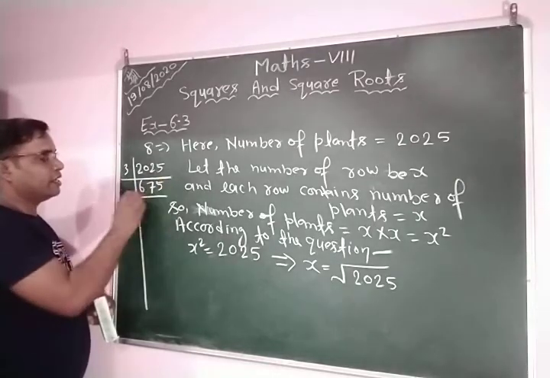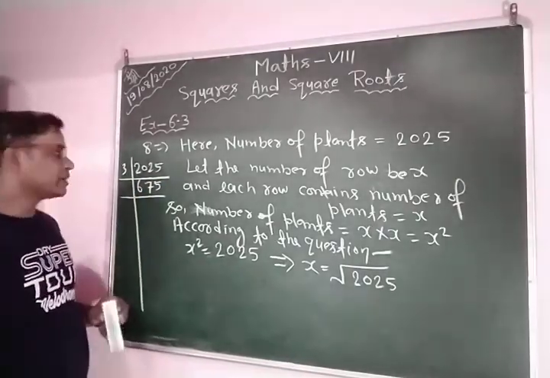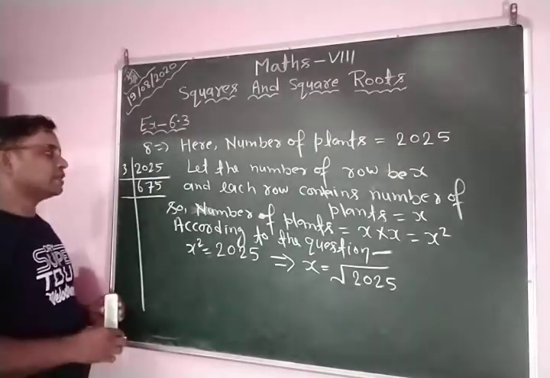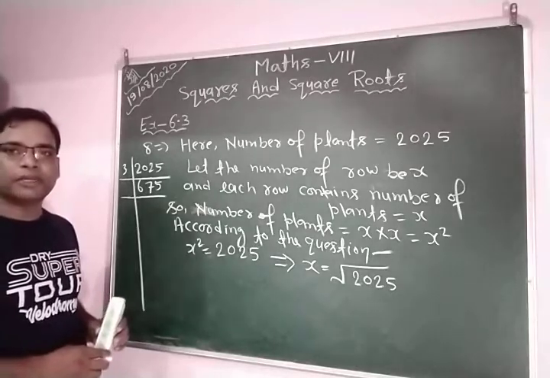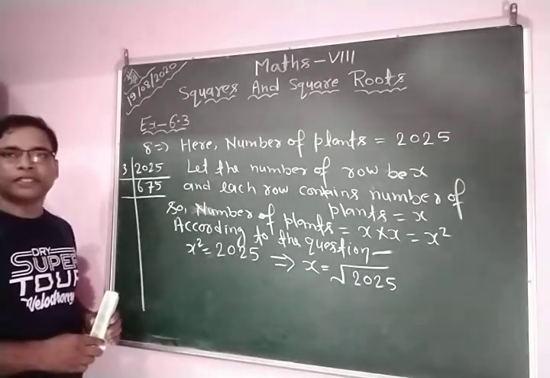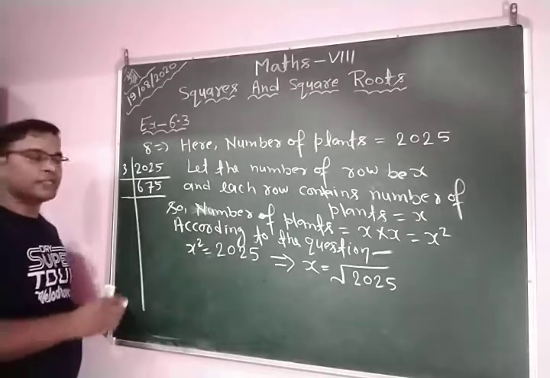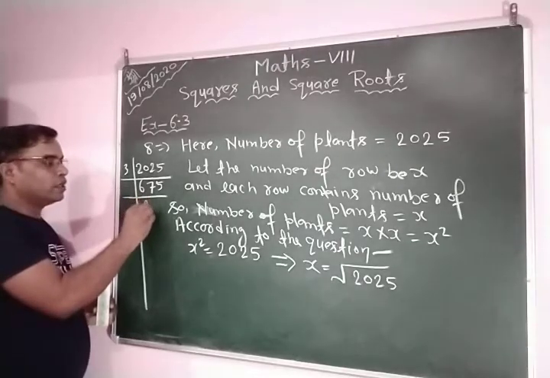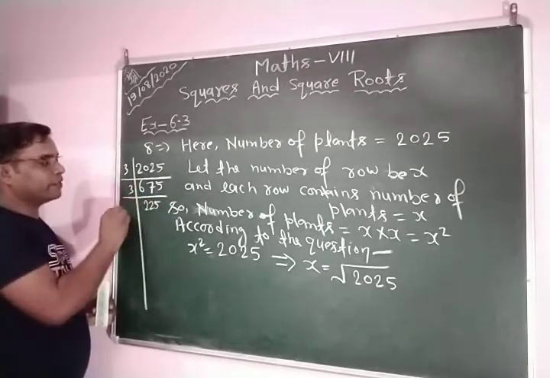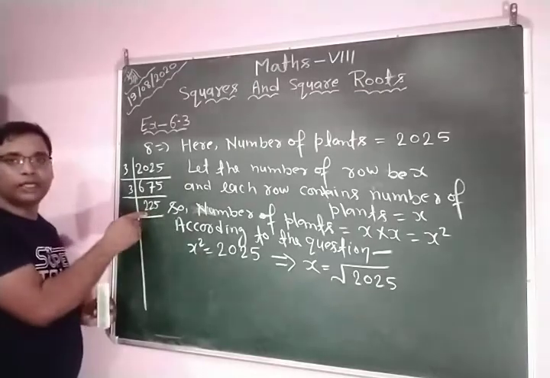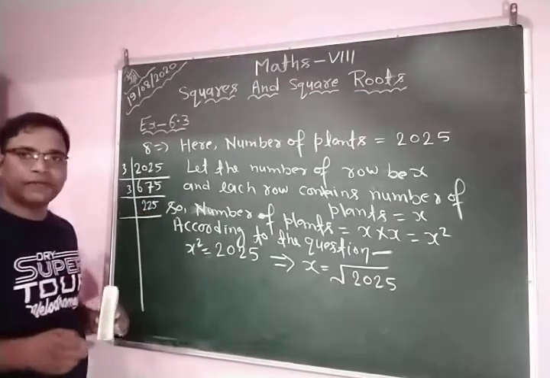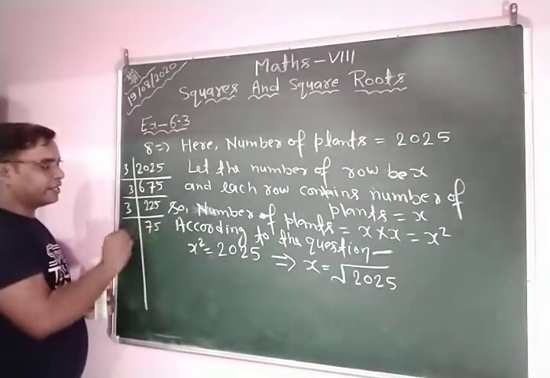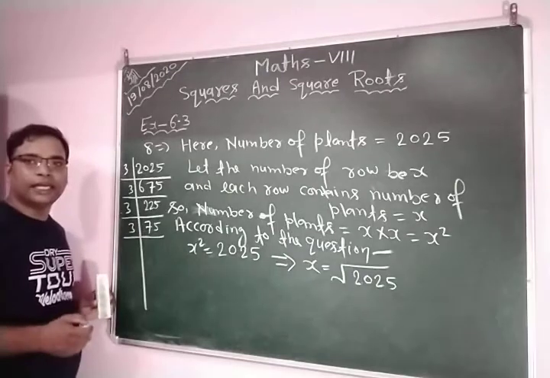then you obtain 675. Clear? Again, this number is divisible by 3 because the sum of its digits is divisible by 3: 6 plus 7 is 13, plus 5 is 18. If you divide 675 by 3, then we obtain 225. Again, 225 is also divisible by 3, so we obtain 75, and again this is divisible by 3.